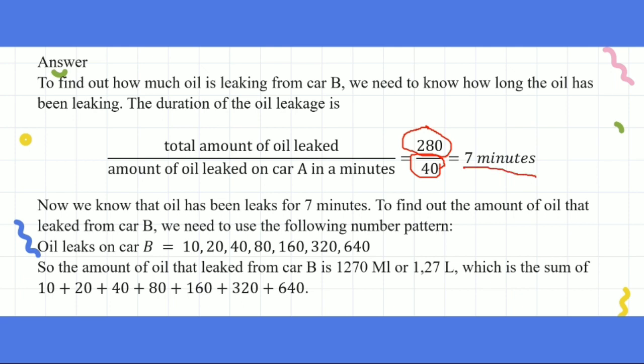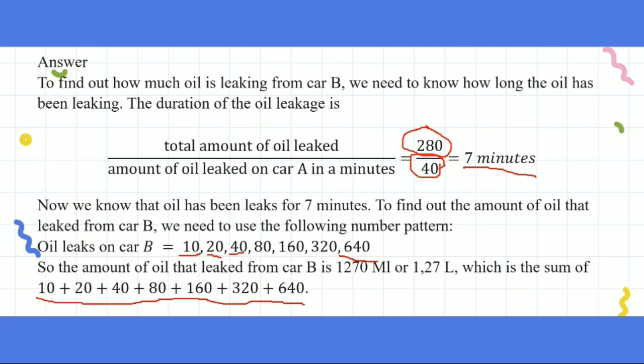Now we know that oil has been leaking for 7 minutes. To find the amount of oil that leaked from car B, we can solve using this number pattern. We know in the first minute, the oil will leak 10 milliliters and it will double every minute. So the next minute, it will leak 20 milliliters. Next minute is 40 milliliters, up to 640 milliliters in 7 minutes. So the total amount of oil that leaks from car B is 10 plus 20 plus 40 plus 80 plus 160 plus 320 plus 640.